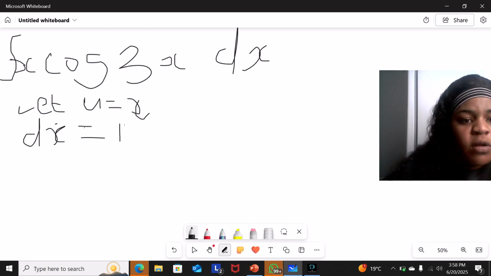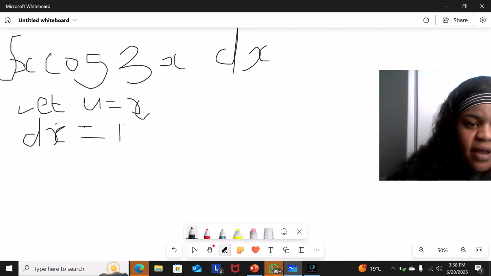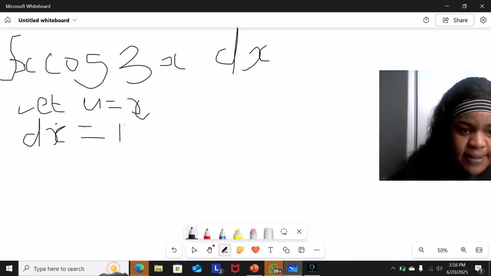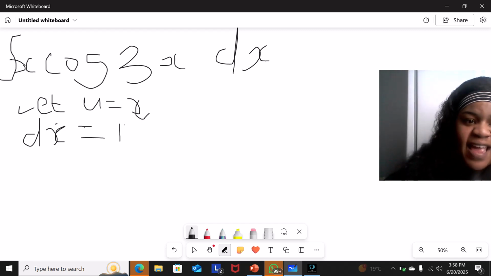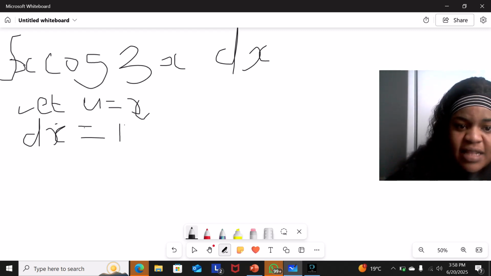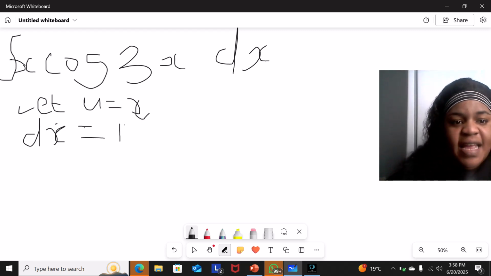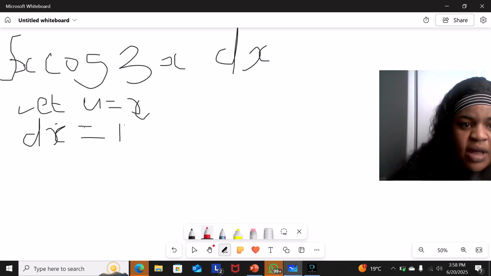And then we also have this one. You see here, we have two parts, which is x, and we also have cos 3x. The first one, we said let u equal x. We differentiate this u, and the derivative of x is 1. And then let's take the other one, I mean this one. Let me highlight it for you.